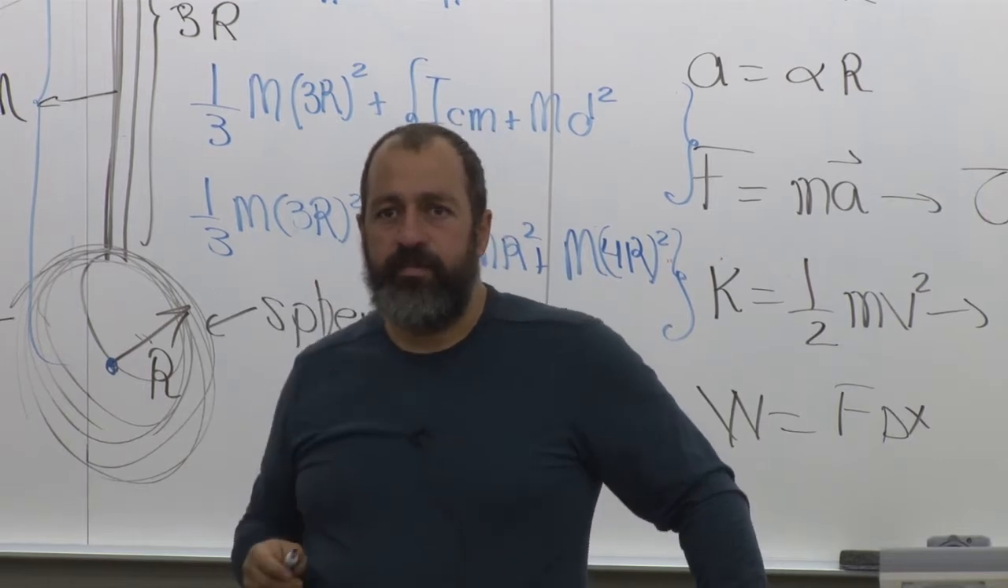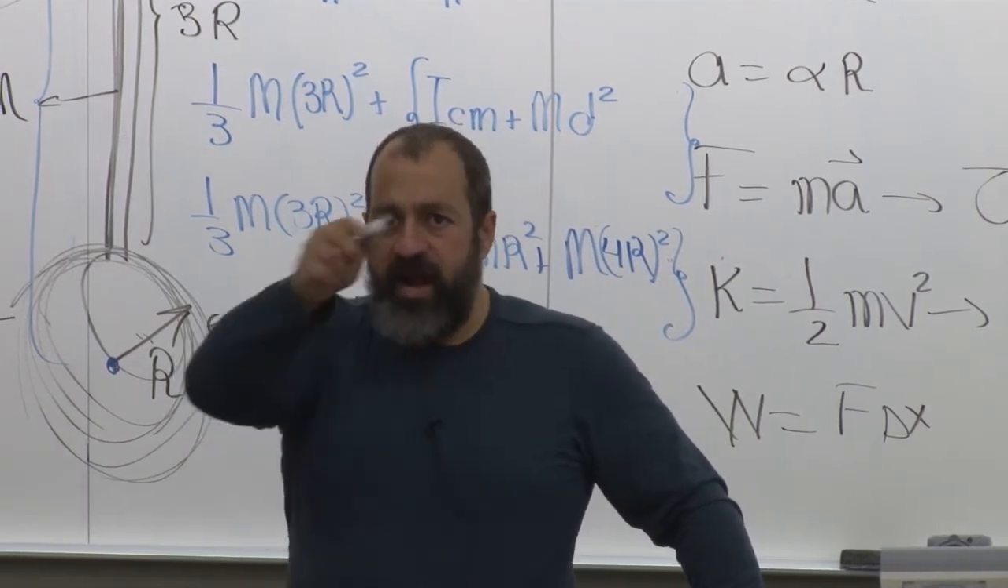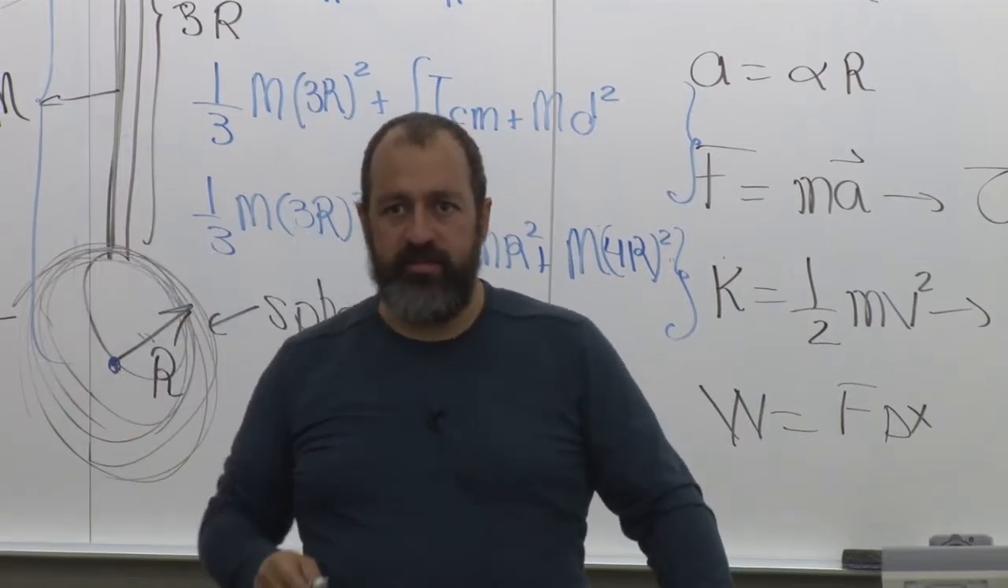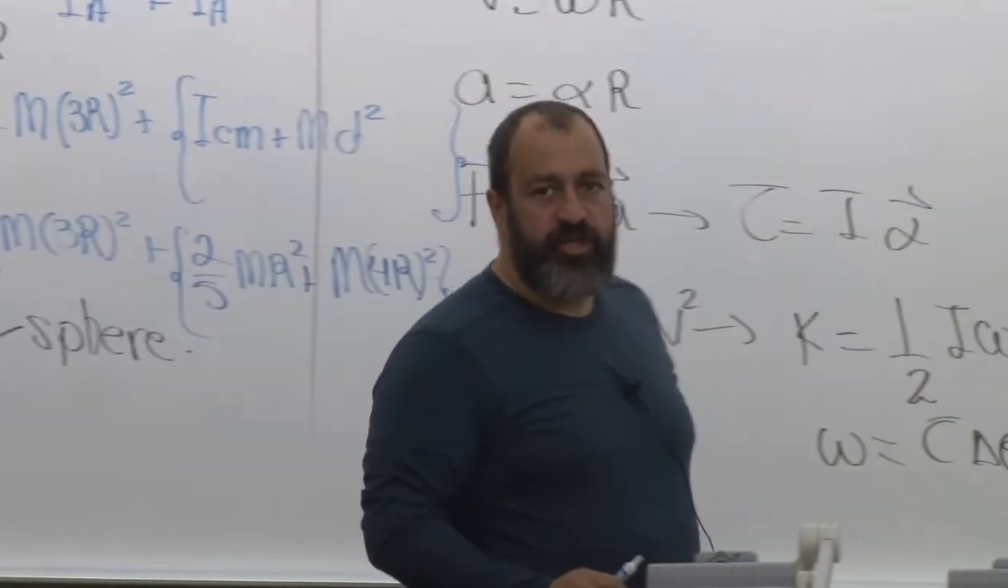Yes? What if the point masses were not on a straight line? It doesn't matter. It's mr squared. Yeah, magnitude, exactly. Just the distance squared.